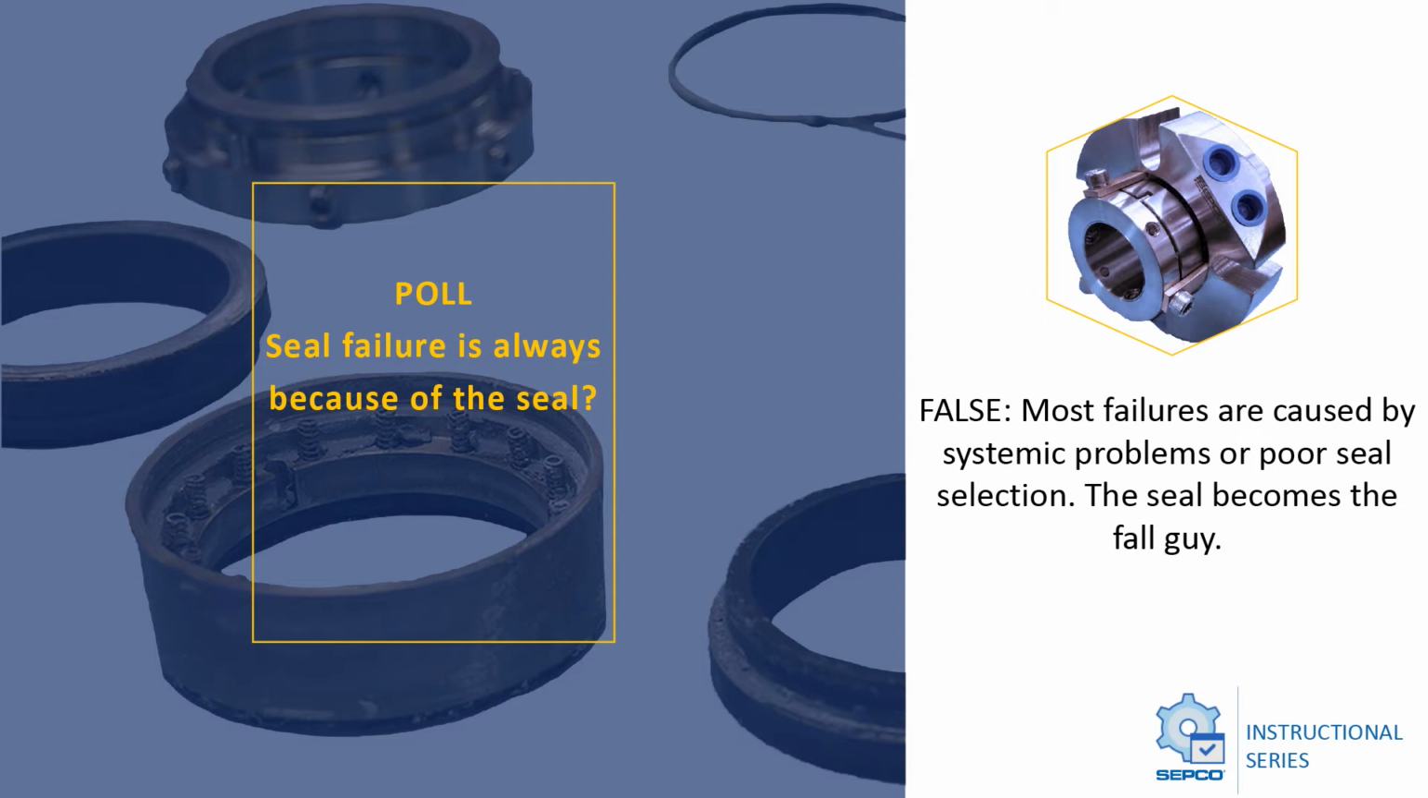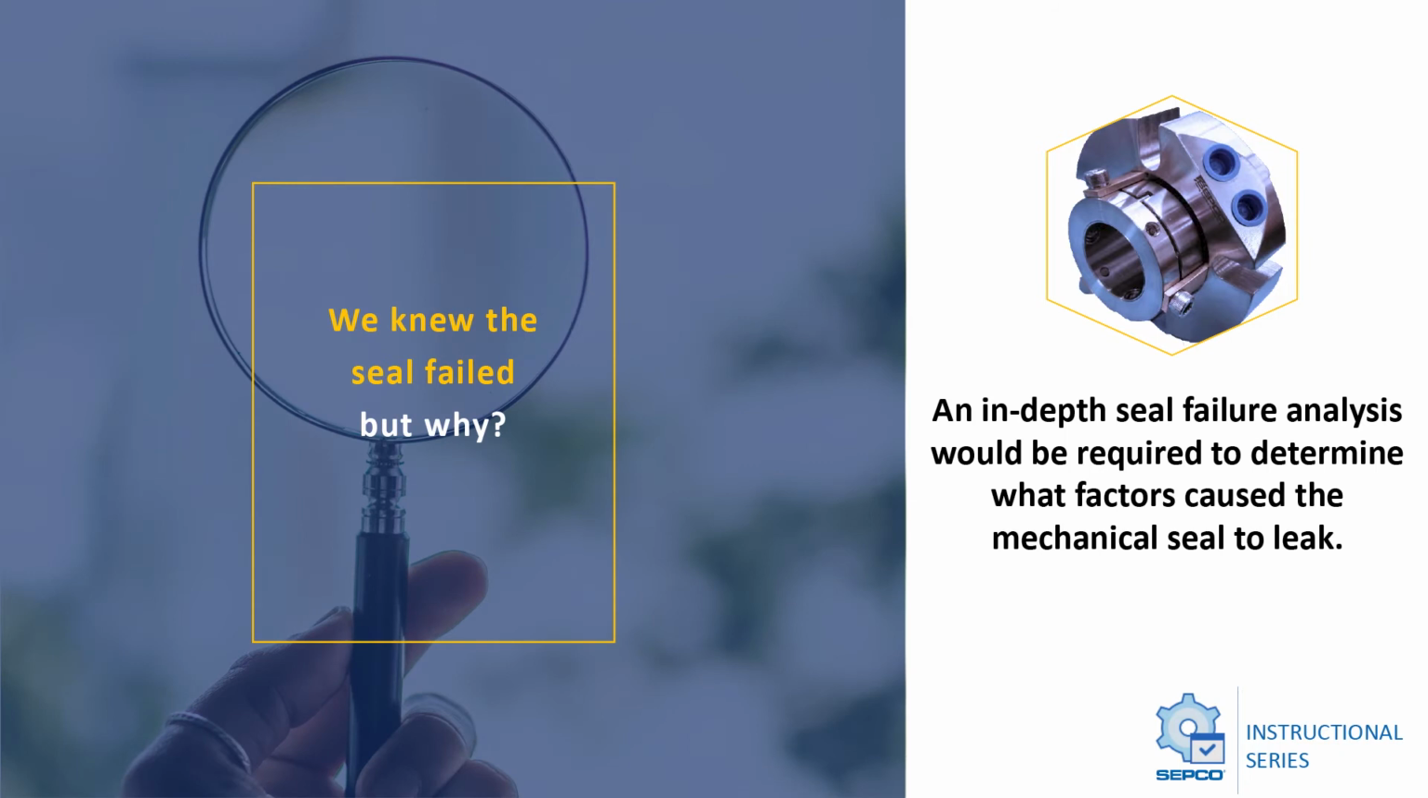So now that we know the seal failed, we have to figure out why. The only way to really find out why those seals are failing is to do an in-depth failure analysis. We had to do an in-depth failure analysis to find out what factors are causing that mechanical seal to leak. Again, the mechanical seal is going to show the failure, it's going to show the leakage, but it's not necessarily the seal's fault.